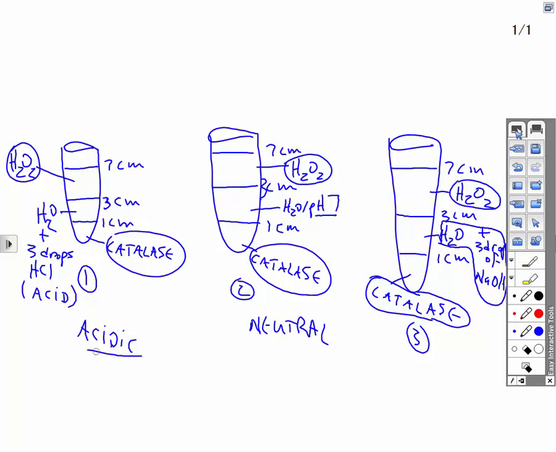Acidic is anything below 7. Neutral would be at pH 7. And then in tube 3, this is a basic situation, which would mean anything above pH 7. So we're going to see which one produces the greatest amount of bubbling, and that's what we're looking for. And whichever one that is will determine whether catalase works best in an acid or a base or a neutral situation. So we have basically just 3 different experiments.